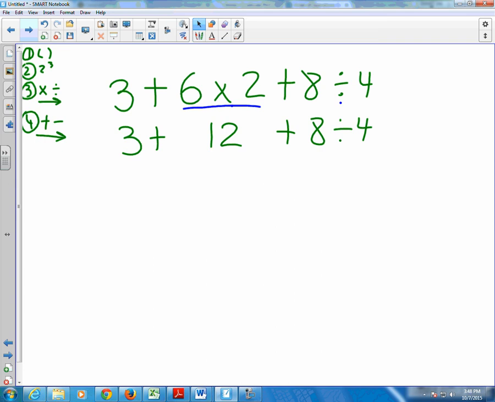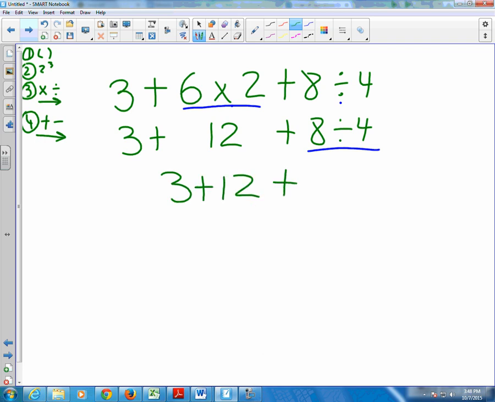Now, what is the next operation? Let me keep going with my third step. Am I done with all my multiplication or division? No, here we go. I have another division problem. So let's write everything else exactly where it goes, and then just solve that one operation.